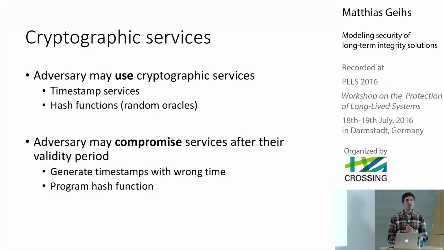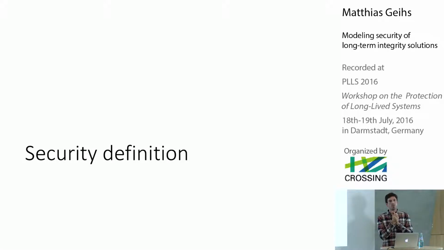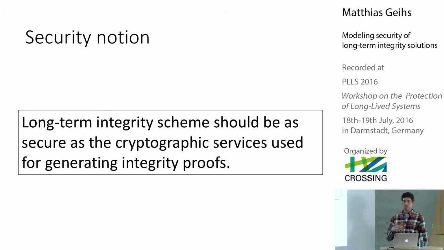Now we have the definition of the scheme in place, and we also have the adversary model. So what can the adversary do in this context? Now we really have to think of what the security notion is for such a long-term integrity scheme. We think a good security notion is that the long-term integrity scheme, which by default, at least in the current specifications, always uses a set of cryptographic services, should be as secure as the cryptographic services that it uses for generating integrity proofs.